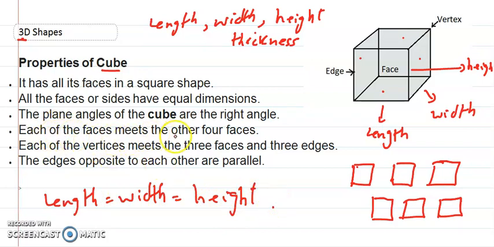and each face meets the other 4 faces. Like right now you can see here this face will meet the other 4 faces here. This one, this one, this one, and this one. So it is meeting all 4 faces, and the edges opposite to each other are parallel. Like this edge, they will be parallel, they will never meet. If we take this edge or this edge, they will be parallel to each other. So in total there are 6 faces in the cube and 12 edges. So these are some properties of the cube.